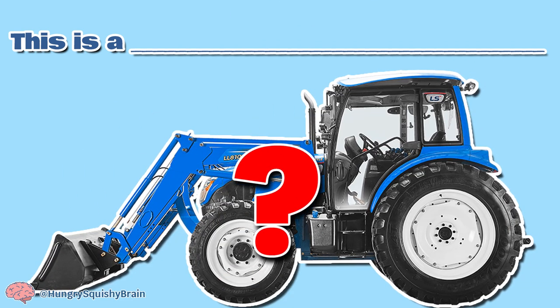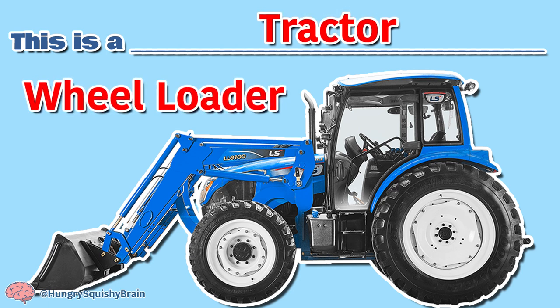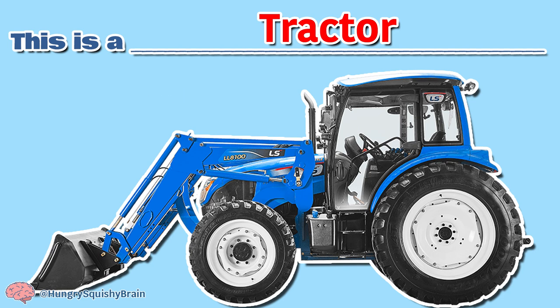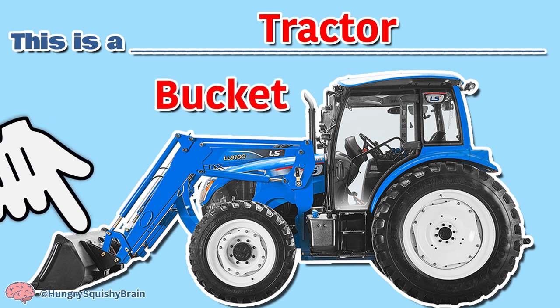What is this? This is a tractor, and this one looks just like a wheel loader. But this is a tractor with a loader attachment, which is this arm here, and bucket here, attached to the front of this tractor.